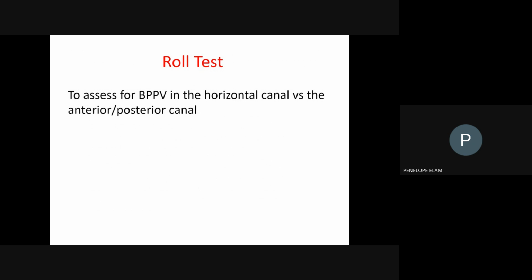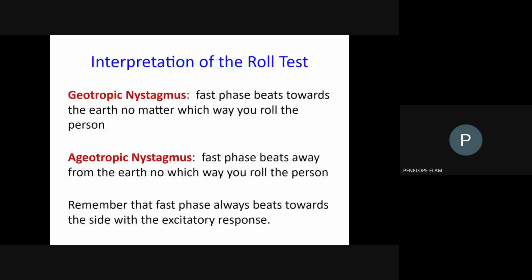Once again, we're going to teach you how to do the roll test in the lab. So I'm not going to go over the technique of the roll test right now, but we're going to go through all that in lab. But with the horizontal canal, the nystagmus is a little different. It's not upbeating or downbeating. It's now going to be horizontal when we roll them onto their side. So because it's horizontal, it means that their eyes are either going to be down towards the ground or they're going to be up towards the ceiling.